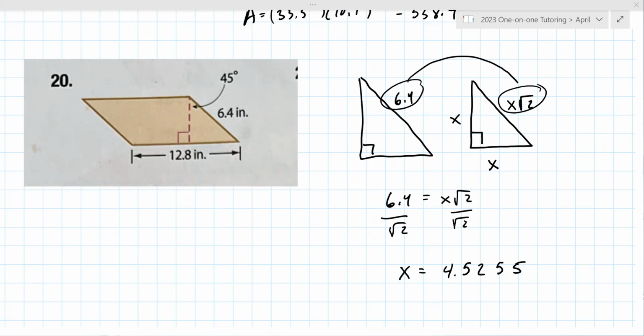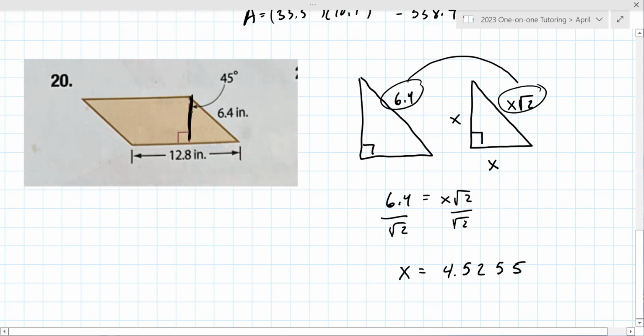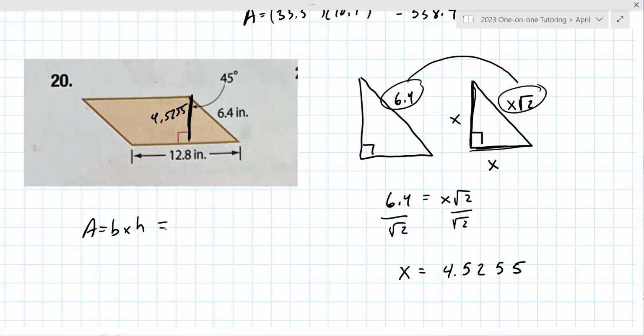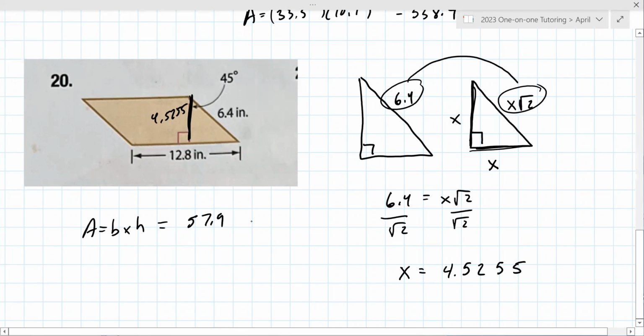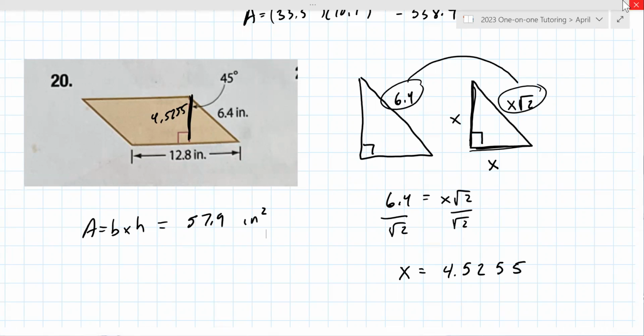4.5254. Okay, that's close enough. So that is your height here, because x is both the height and the base of that triangle. So as long as you get one of them, you can get the other. And then your area is base times height. So that times 12.8. 57.9. Yes, we got 57.9 inches squared. Good.